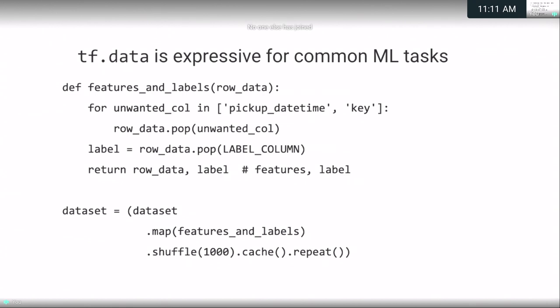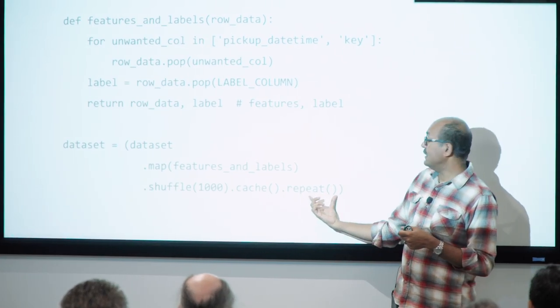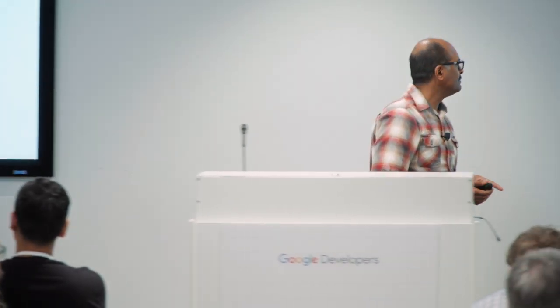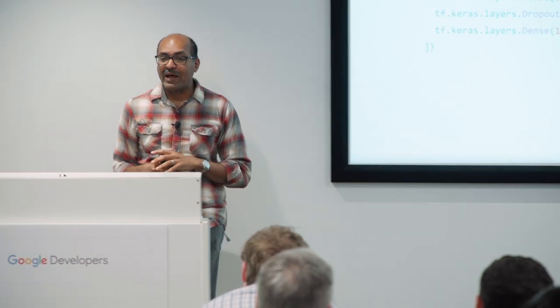So now that I have this function that pulls the appropriate piece out, I can go ahead and go to the data set and call map, passing in the function that takes one row of data from my CSV and pulls out the things that I want to train on. Then, of course, because I want to do distributed training, I shuffle the data, right? So I'm reading much more than a batch, shuffling it, sending it to multiple workers if necessary, and repeating it indefinitely, right? The idea being that we want to keep training over and over again. So we've now read in the data.